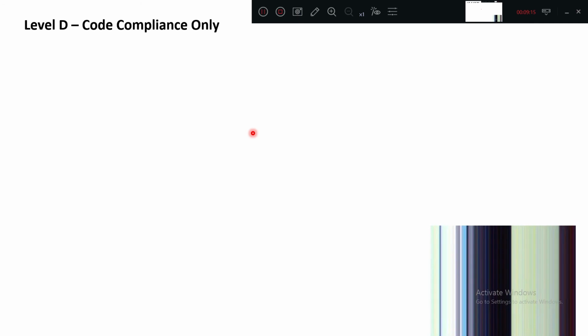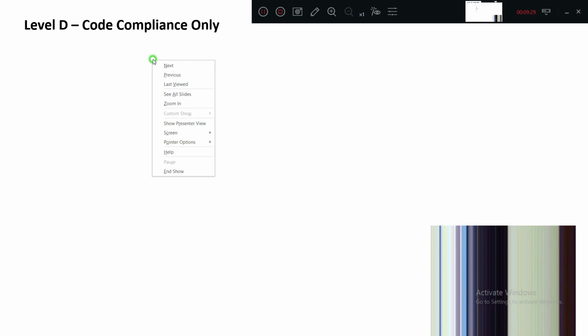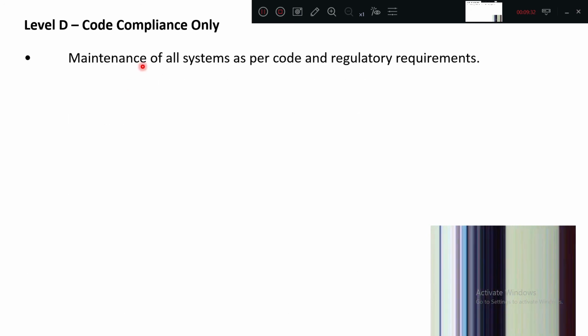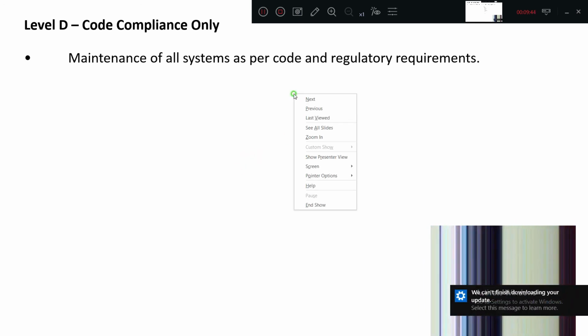Now we have seen 3 levels: superior, standard, substandard. Now this is code compliance only. You are doing whatever minimum things are required, that is the codal requirement, that's all. That is called level D, code compliance only. Maintenance of all systems as per code and regulatory requirement. If the code requires a plaster thickness of 20 mm, that's all. You are not going to provide more than 20 mm at all. So as per the code, you provide only that.